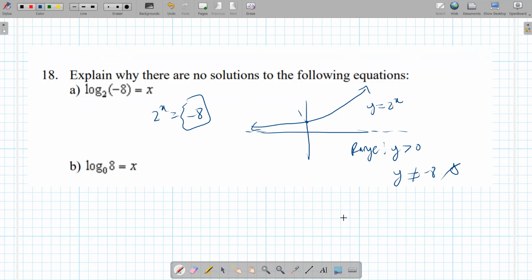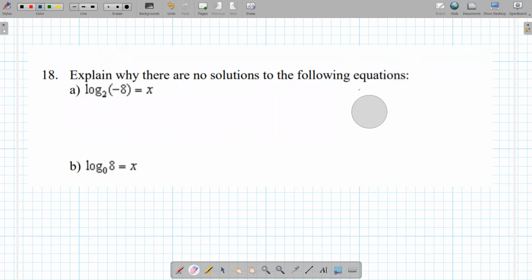For the second one, how could we explain this? Well, it would be like saying 0 to the power of x equals 8. The funny thing about 0 to the power of something, 0 to the power of anything is going to be 0, right? 0 squared is 0. Yeah, exactly. It'll never be an 8.